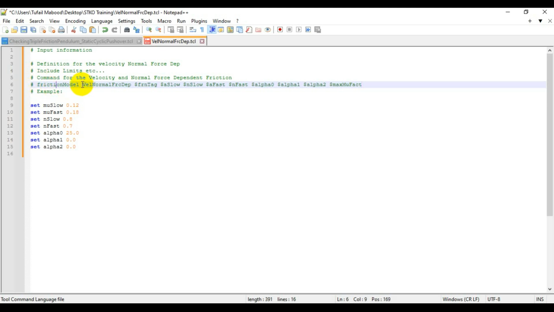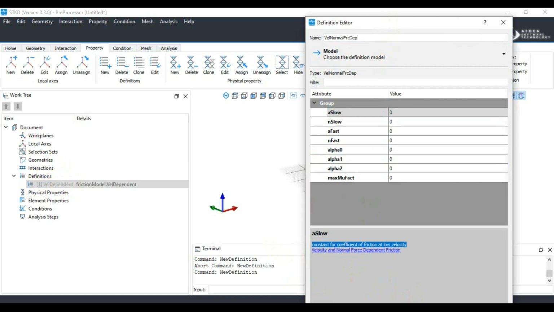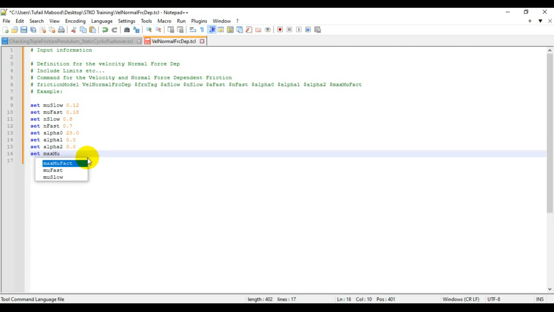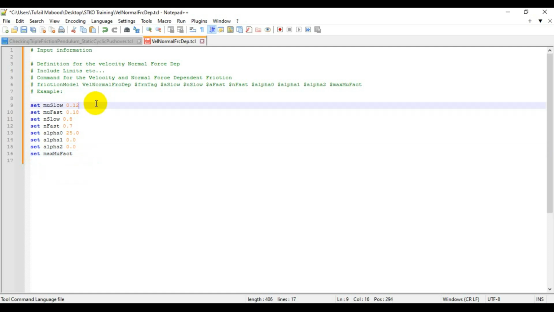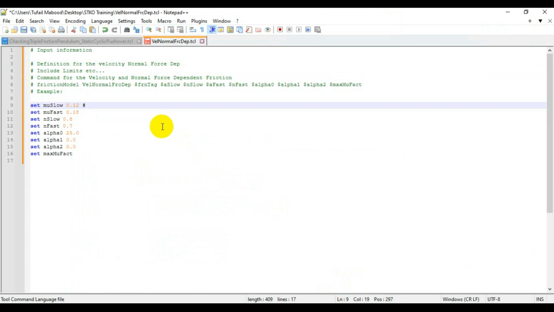So the friction model is as it is, that is given here, and the velocity normal force, this is the friction model. The friction tag, it will be 1, 2, or 3, whatever you are using in your file, that is decided here. So for example, if I click on it, the friction tag will be 2, and A slow, N slow, right, mu slow, and A fast, and set maximum and mu fit. You can define this function as maximum and mu fit here. So by making things easier for yourself, you guys can include the commands here as well. For example, this is the unique friction tag in your model.